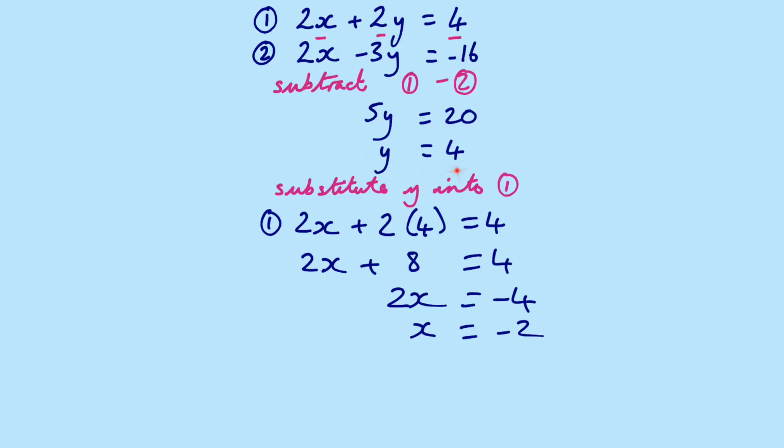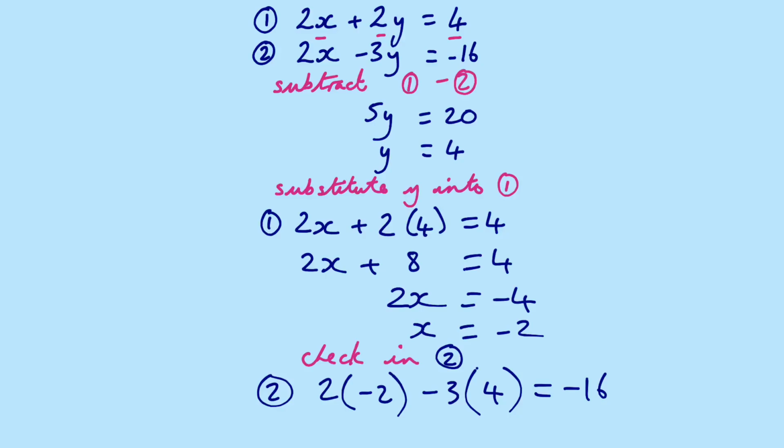Now that we have a value for y and a value for x, we want to make sure we check back into the other equation. So we used equation number 1 to substitute y into. So let's check with equation number 2. We've got our x value here and our y value here, and when we do 2 times minus 2, which is minus 4, and minus 3 times 4, which is minus 12, that does in fact equal minus 16. So it's correct. So our solutions to our simultaneous equations are x equals minus 2 and y equals 4.